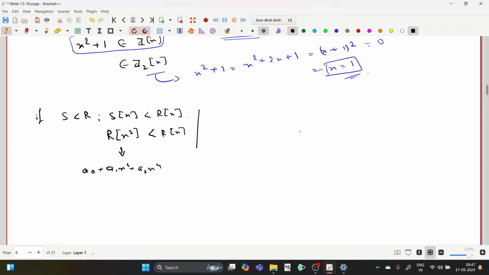Let me just give a question. Justify that the collection of polynomials f(x) over R[x] such that f(0) is 0, that is, having no constant term, is a subring of R[x]. Okay, try to do this on your own.